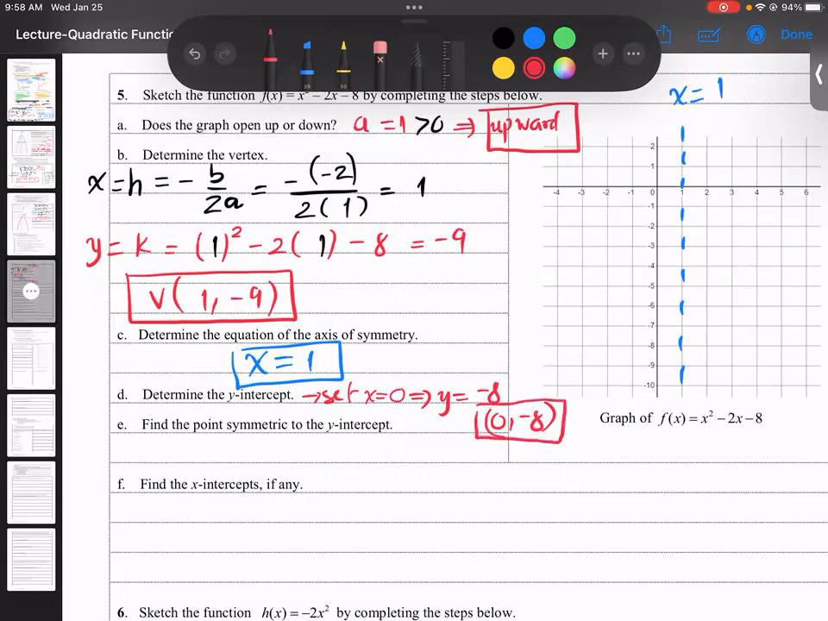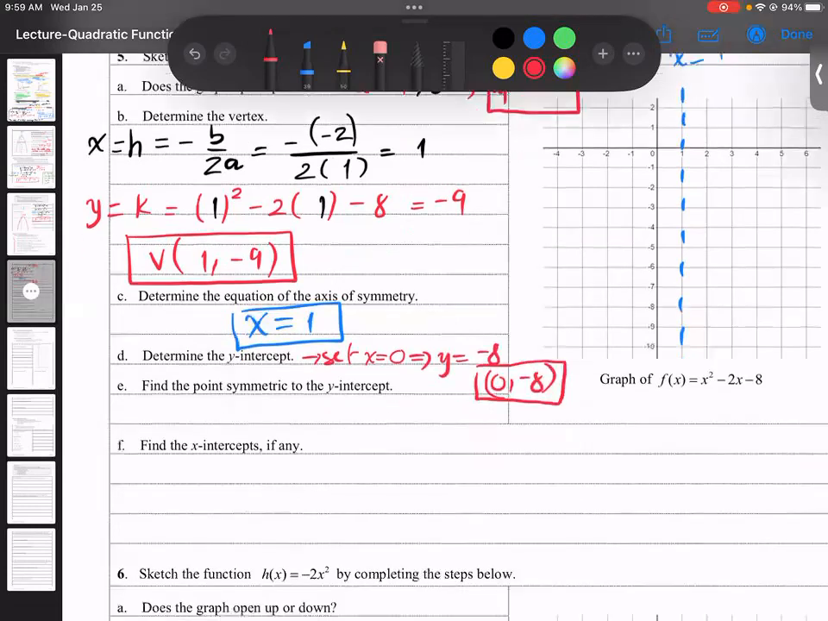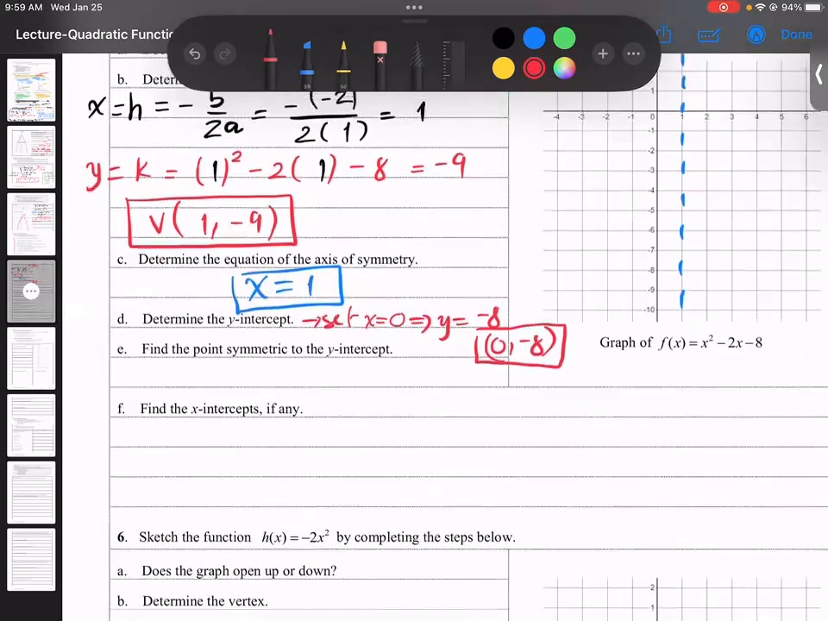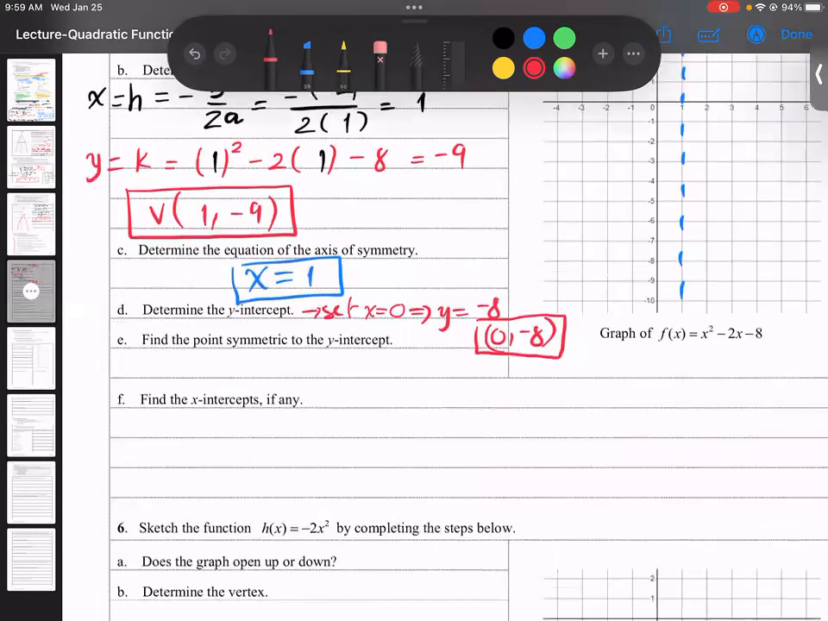For the y-intercept, you find the points. Find the point symmetry to the y-intercept. We'll come back to it once we graph it. I don't like question E, but we'll come back to it. To me it's just kind of redundant. Find the x-intercept. You set y equals 0, right?